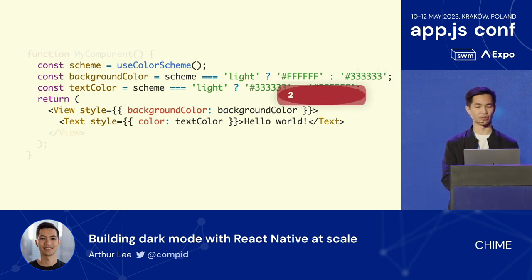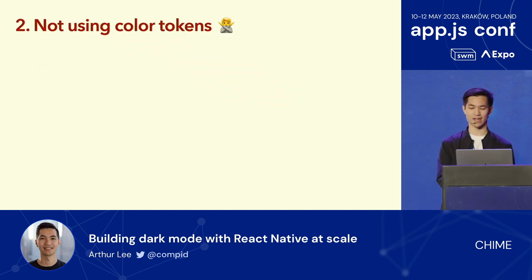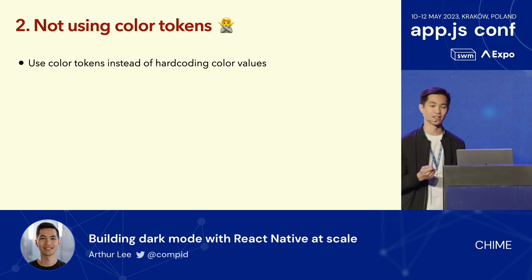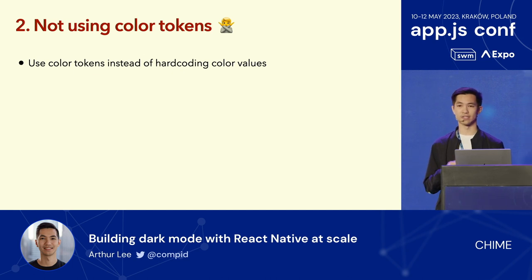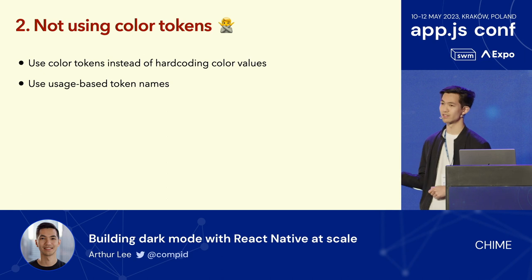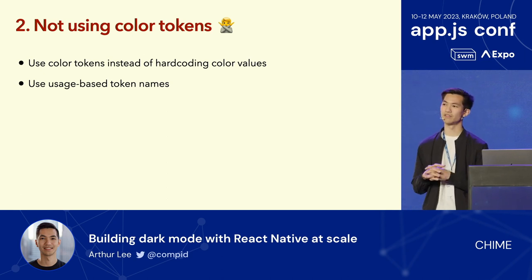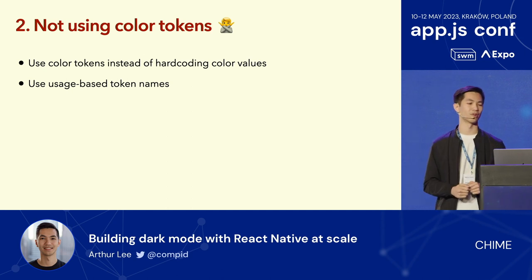Let's take a look at number two, and that's not using color tokens. Now this isn't dark mode specific. If you've worked with a larger code base or with design systems, you've probably already done this. It's a great idea to, instead of using hard-coded color hex values, use color tokens instead. These are like naming your colors and referring to them by reference. We're going to recommend going one step further and using usage-based token names. So what does this mean? It means instead of using token names like dark green or light gray, name those colors based on usage, like border primary or content secondary.